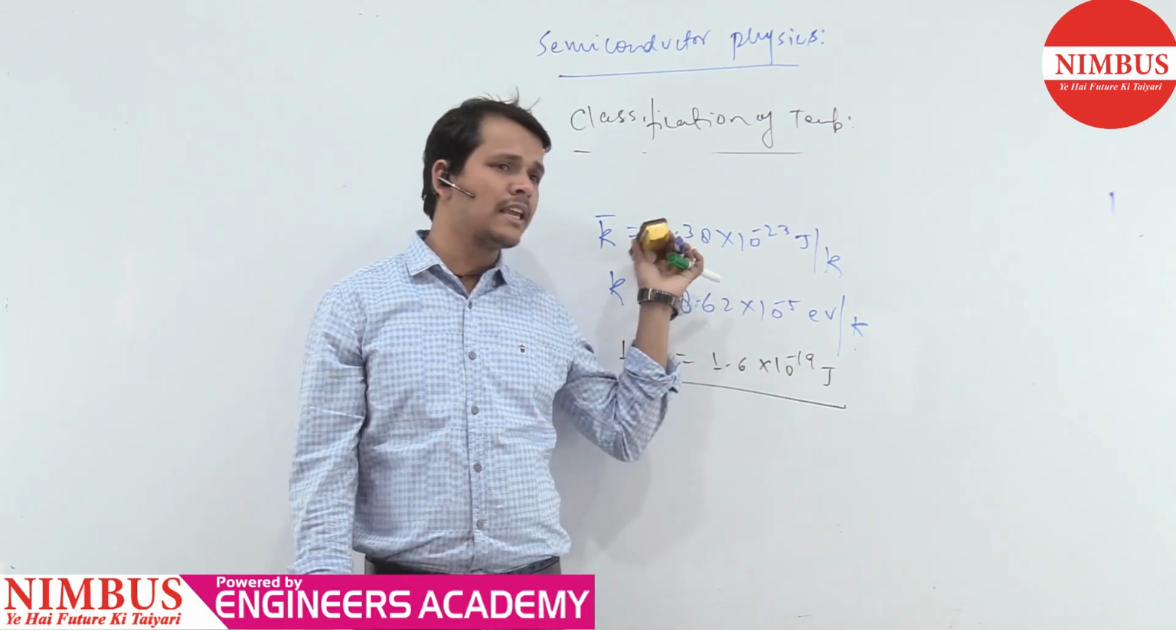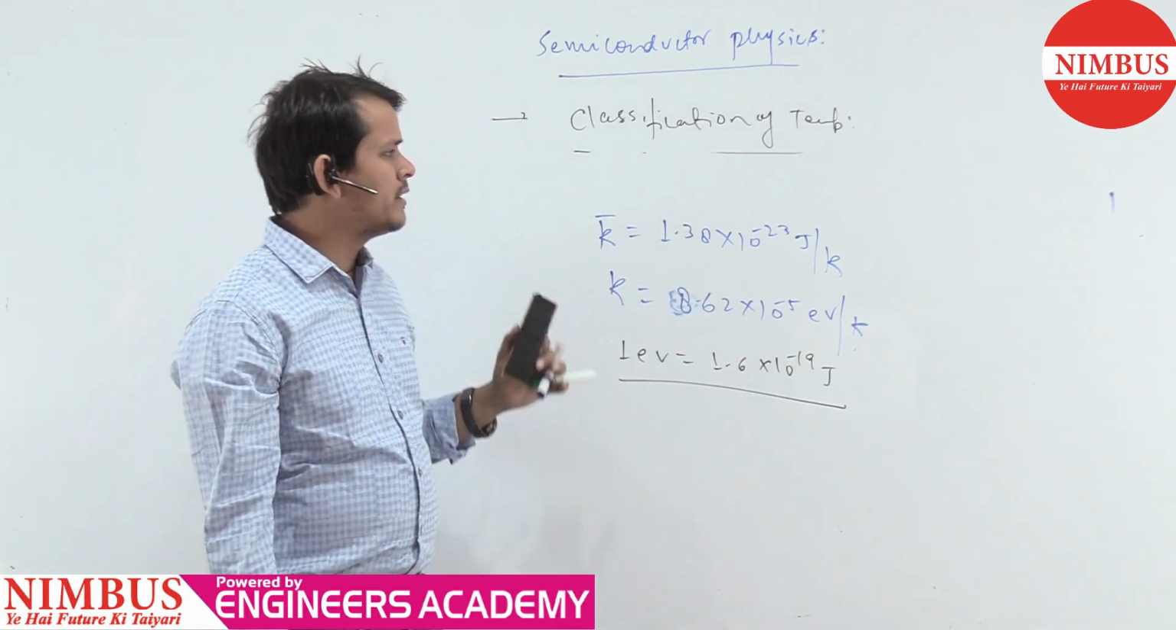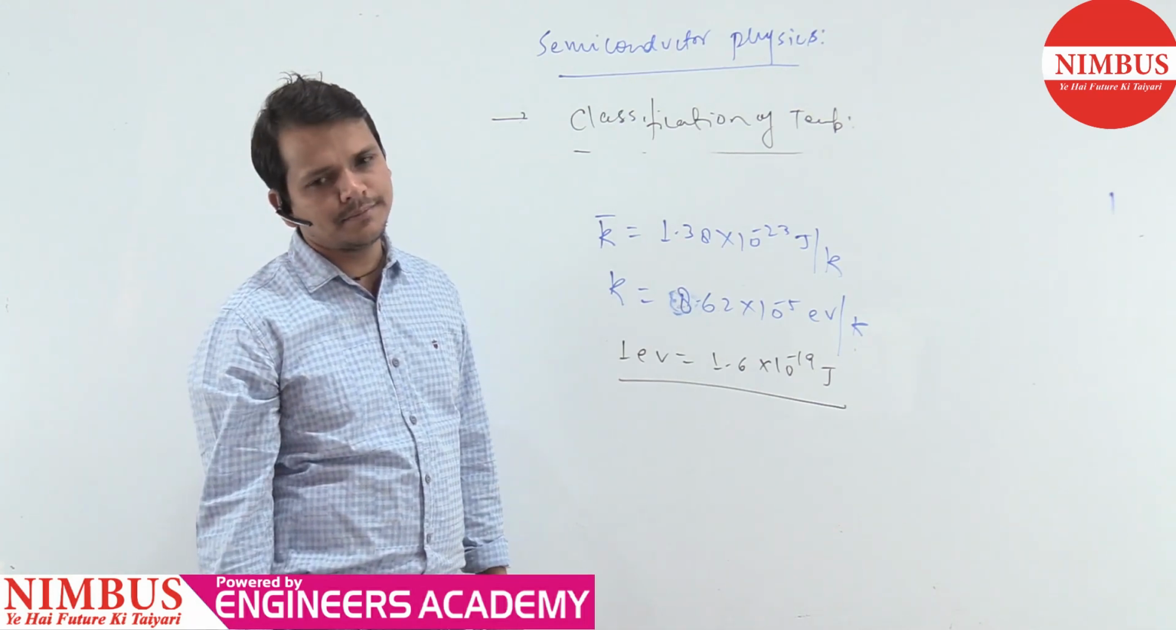Frequently we use this K bar as well as this K in the classes. So try to remember this K bar as well as this VT. VT is 26 millivolt at room temperature.